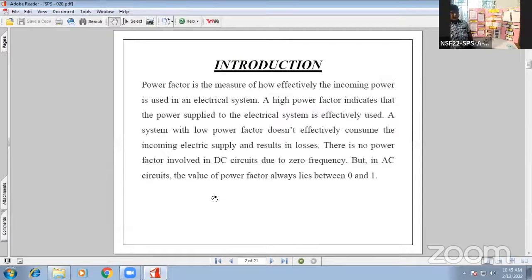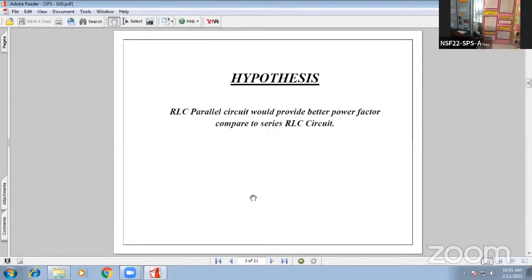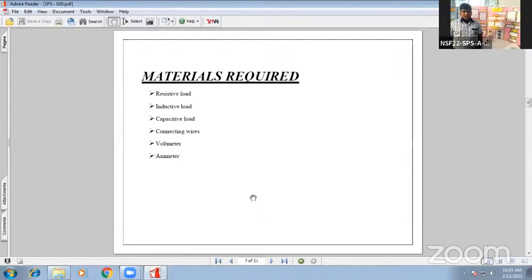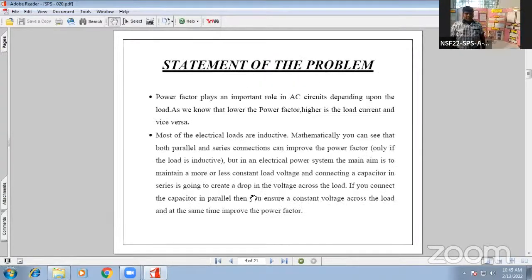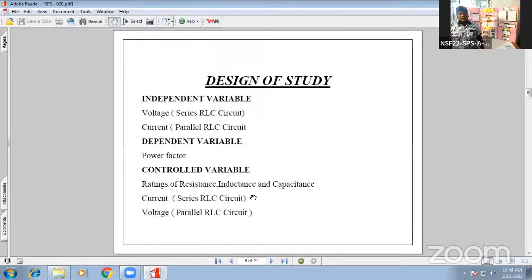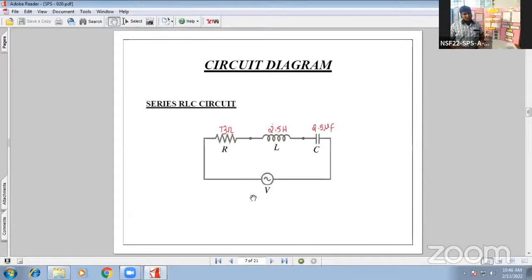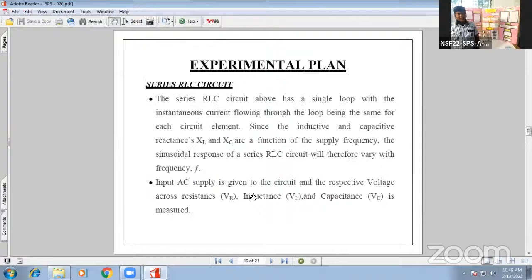In this project, power factor is analyzed and improved by connecting the load in series and parallel RLC load. I have used resistive load, inductive load, capacitive load, connecting wires, voltmeter and ammeter. The main aim of my project is to reduce the electricity bill. In real time, we are using three types of load: resistive load, inductive load, and capacitive load. So power factor can be leading, lagging or unity. In industries, we come across inductive load, which gives a lagging power factor.